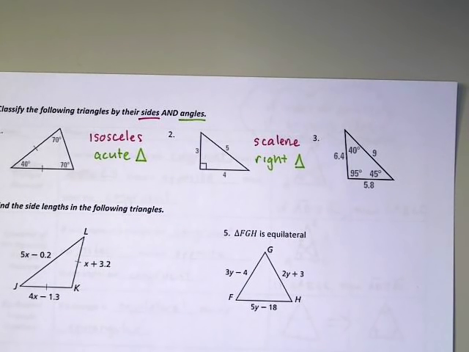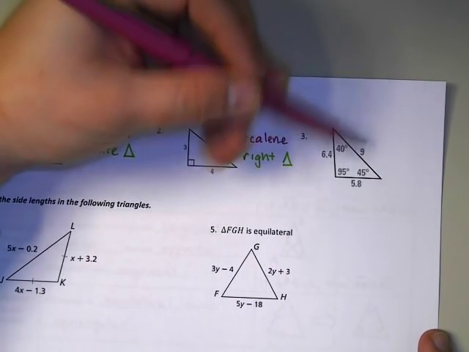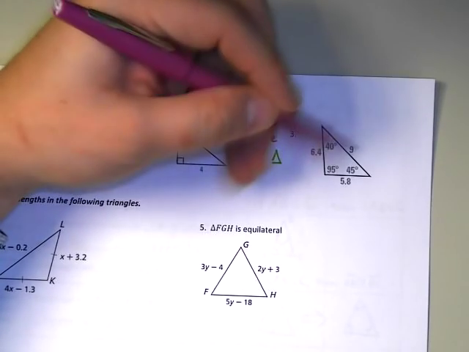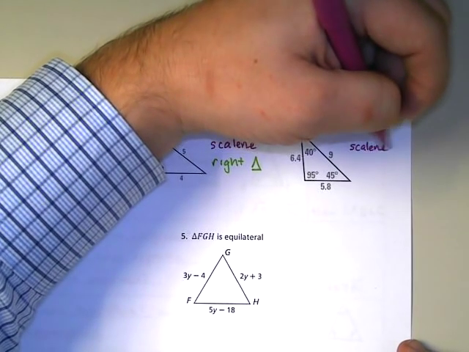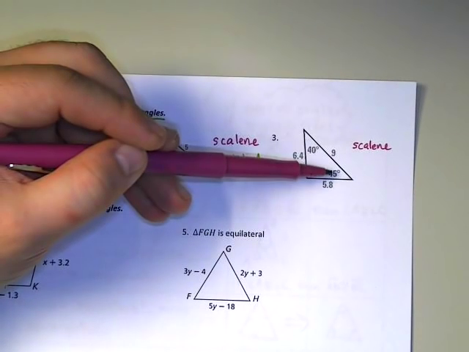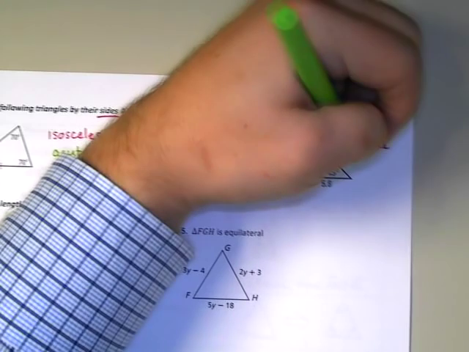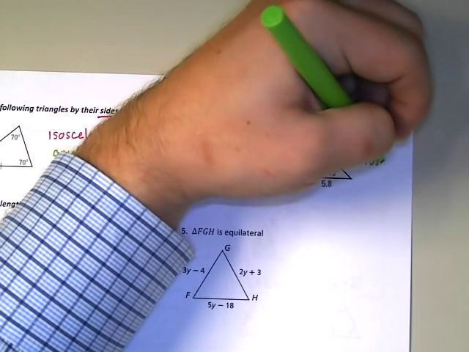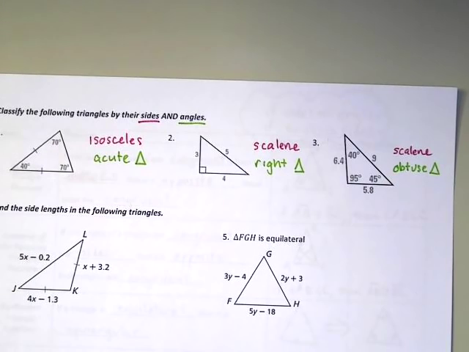Alright. Okay. Last one. 3, 6.4, 5.8, 9. Okay, hopefully you guys notice again, no sides are congruent. So I definitely know that it's scalene. When I look at the angle measures, I have a 40 and a 45. Those are both acute. Oh, but 95 is bigger, so this is obtuse. Alright, so that is how you would classify.